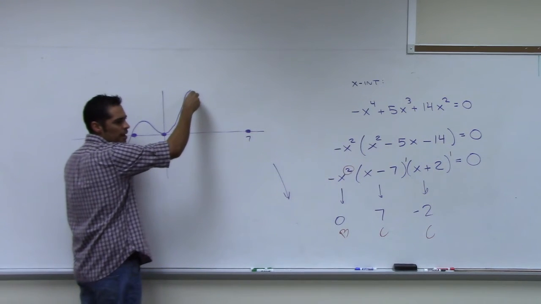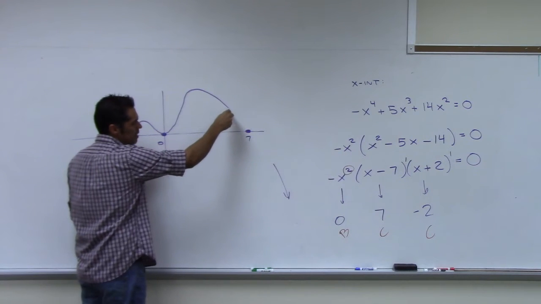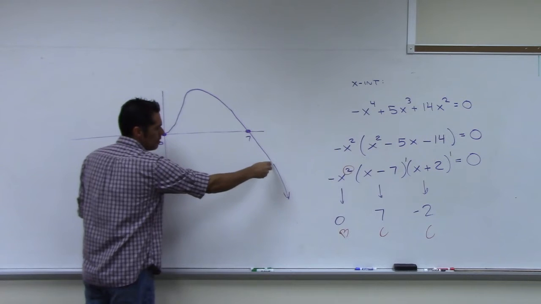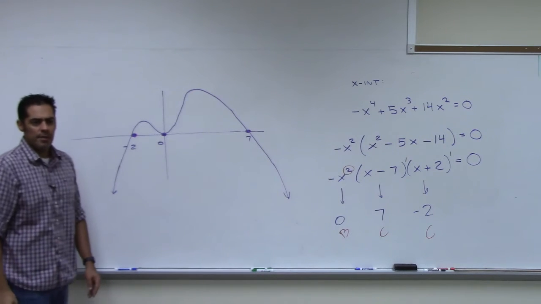It doesn't matter, right? I told you it doesn't matter. Then back down to 7. When I get to 7, cross through, and then go ahead and join up with that other part of your graph. That's it.